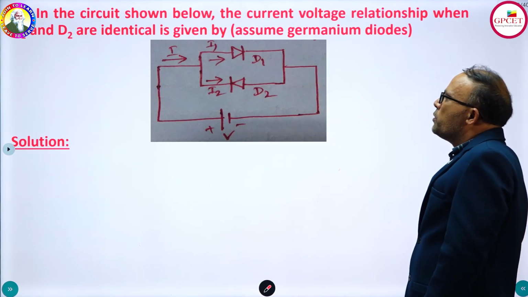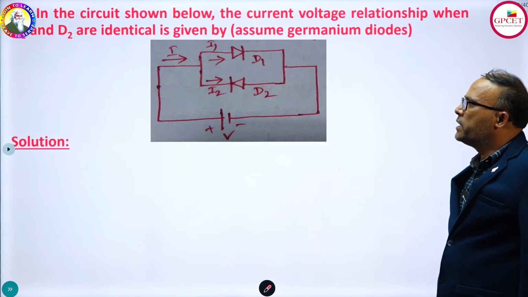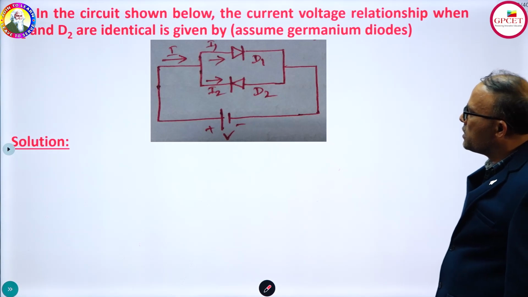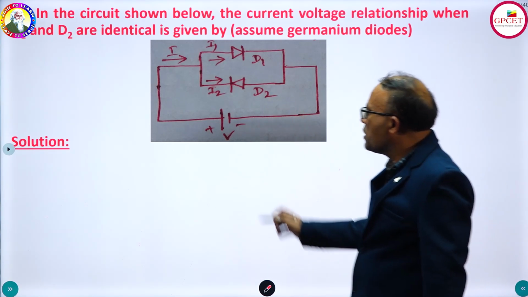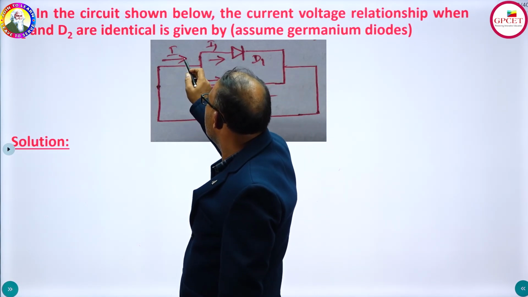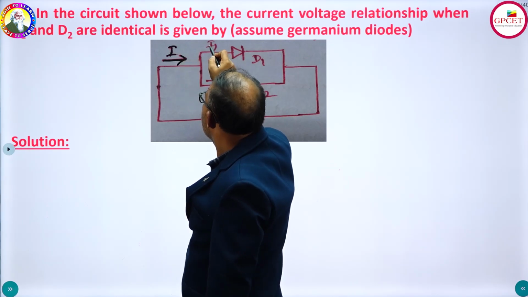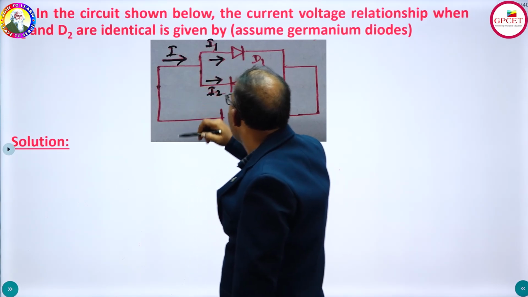In the circuit shown below, the current-voltage relationship when D1 and D2 are identical, assuming germanium diodes, is given in the figure. This is the figure with D1 and D2. A circuit is drawn like this. This is the applied voltage V, plus and minus. Current I is flowing like this, and I1 is the current. I2 is this current which is flowing from left to right.